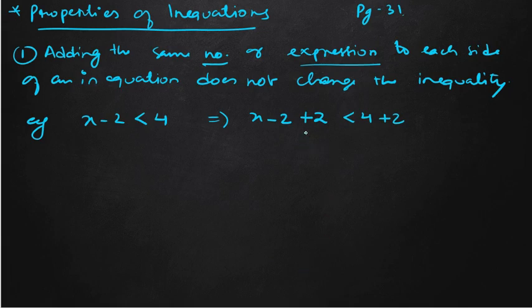Okay, so this will not change anything, because why? Because we have added 2 on the left hand side as well as 2 on the right hand side. So the sign will remain the same. It was less than, so it will remain less than. It will not change the sign. So after that we can solve. That is x minus 2 plus 2, this will be cancelled out, and less than 4 plus 2, this will be 6. So like this.